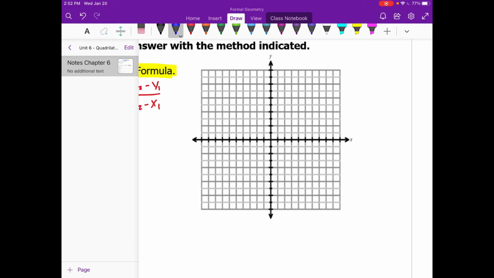So, graph my points. W is at -4, 3, which is right here. That's W. X is at 1, 5, which is 1, 2, 3, 4, 5, right here. X. Y is at 3, 1. Y. And Z is at -2, -2. There's Z.